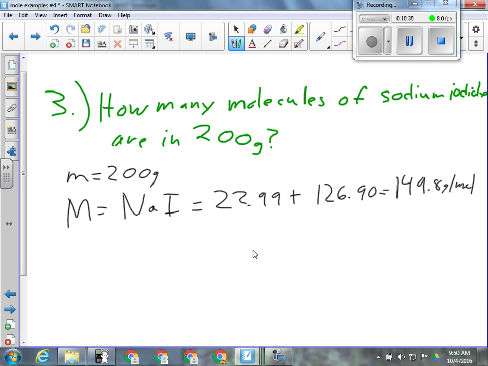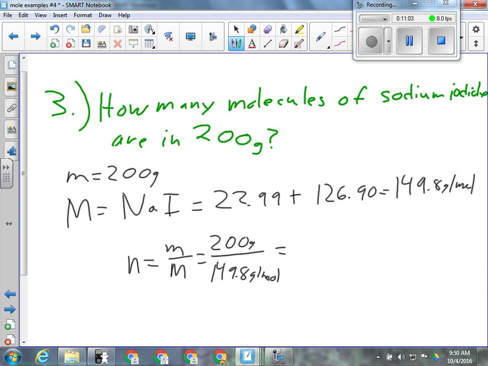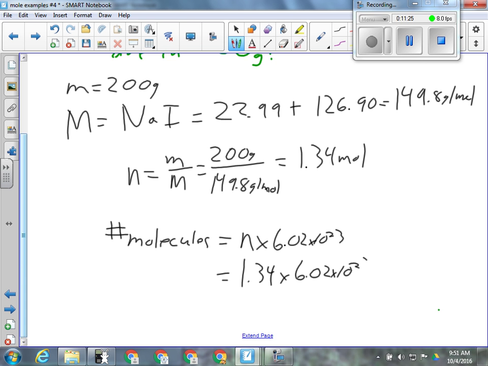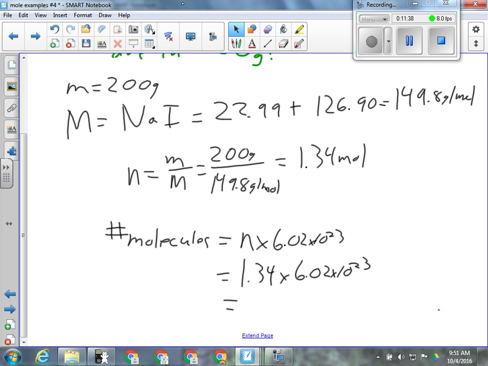So what do I need to find before I can find how many molecules? N, right. I don't have to manipulate to find that. I just need to plug in numbers. 200 grams divided by 149.8 grams per mole is 1.34, but I'll keep all those decimals. 1.34 moles. Now in order to get the number of molecules, I'm going to take Avogadro's number and multiply it by N. So in this case, that's 1.34 times Avogadro's number. Okay, 8.04 times 10 to the 23 molecules.